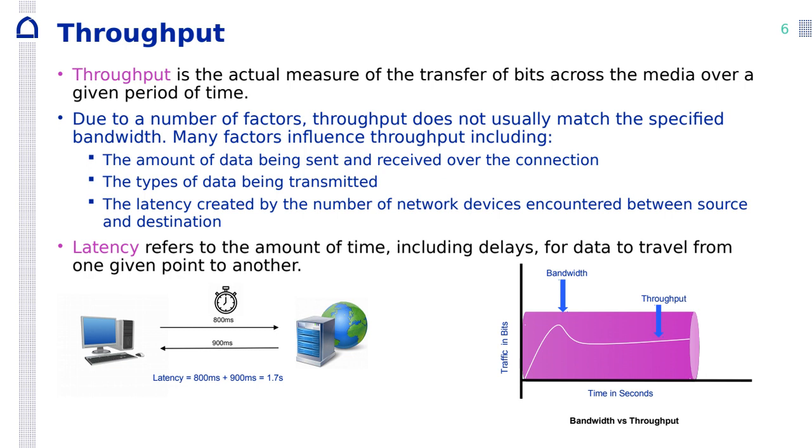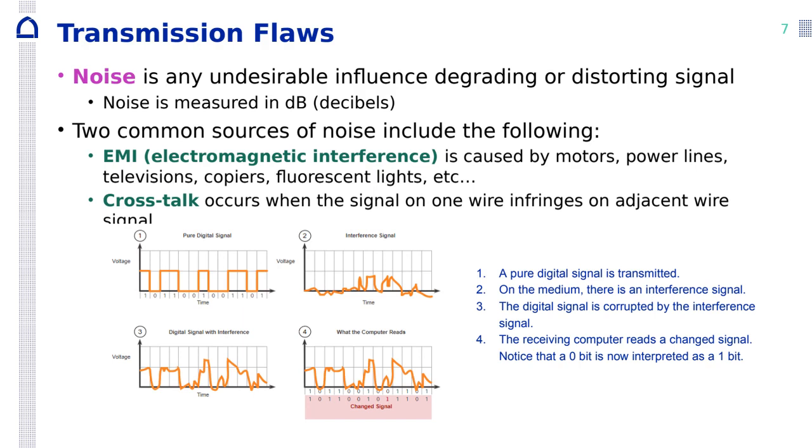Here we have bandwidth versus throughput. You see, this is the bandwidth on top. The throughput is less because of noise also. Transmission flows, meaning transmission problems, noise, defects, or impurities. This is the meaning of this word here.